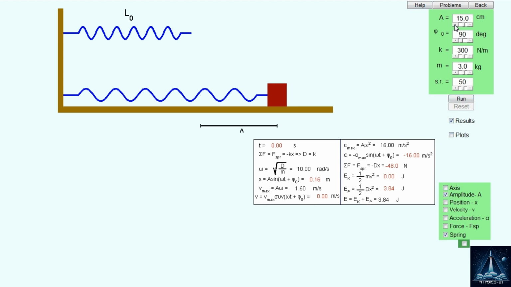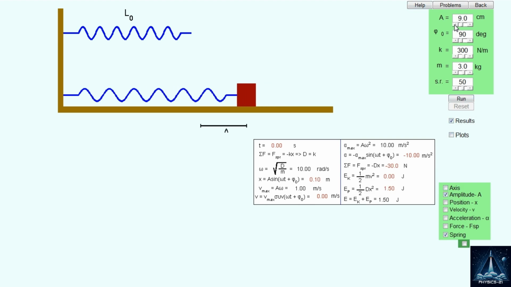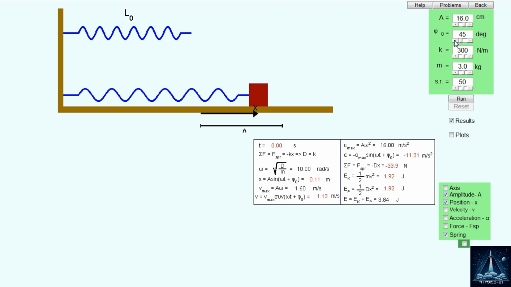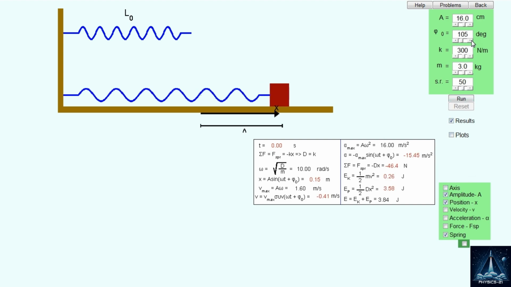The parameter A indicates the amplitude of the oscillation. The parameter phi0 indicates the initial phase of the oscillation.